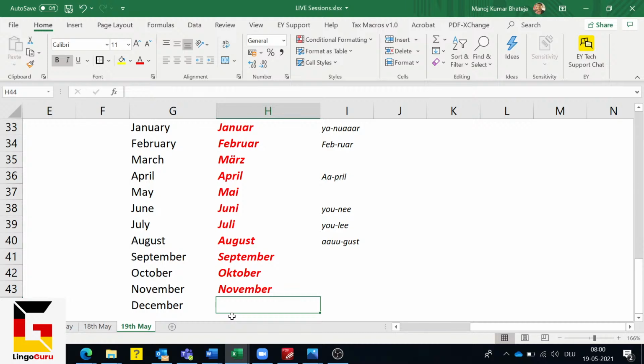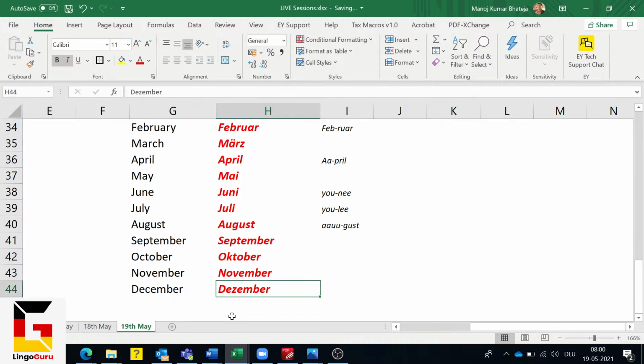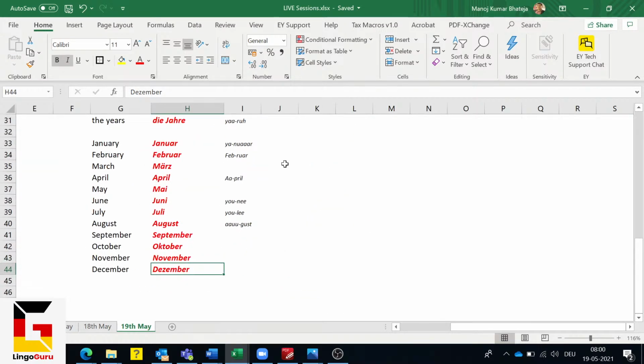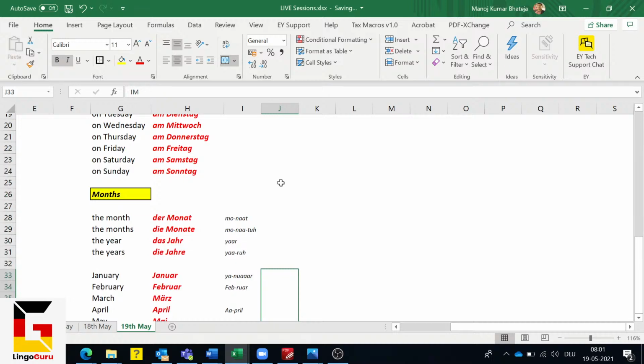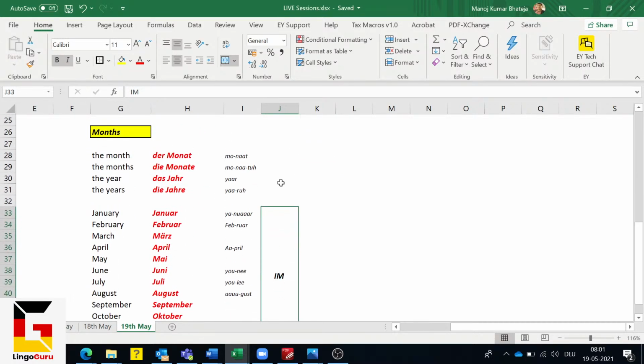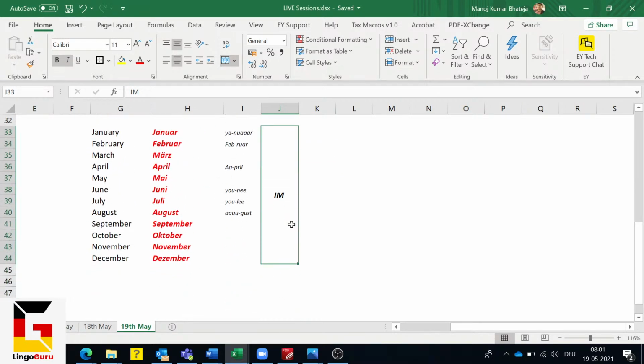November. December. We call it Dezember. Now, same like weekdays, we have one preposition to express in January. So we say im. Im is used to express in January, in February, in March, in April.